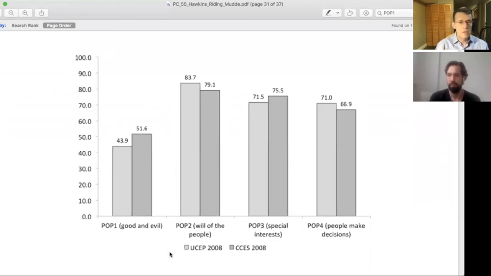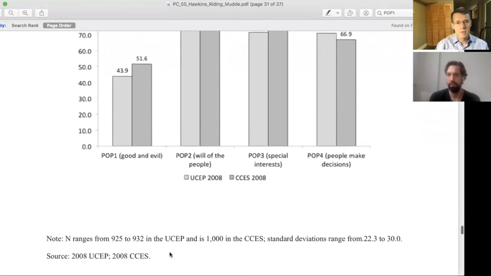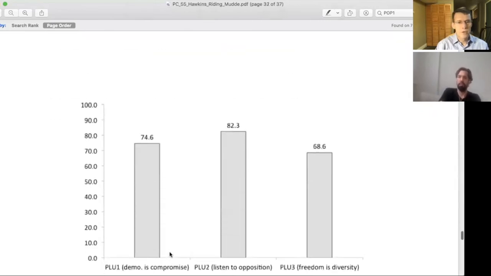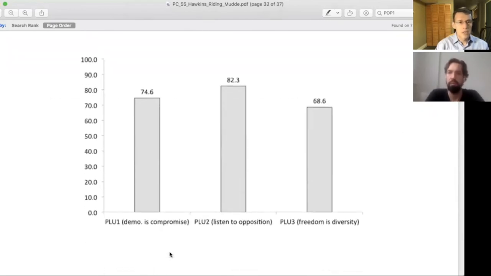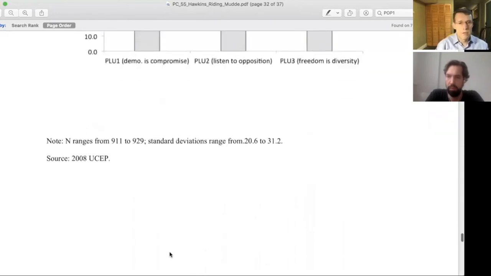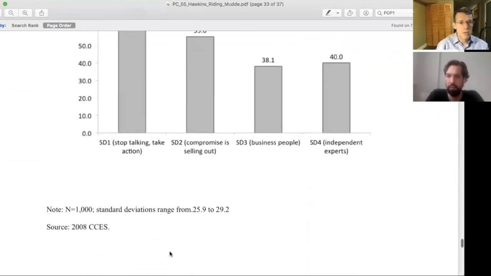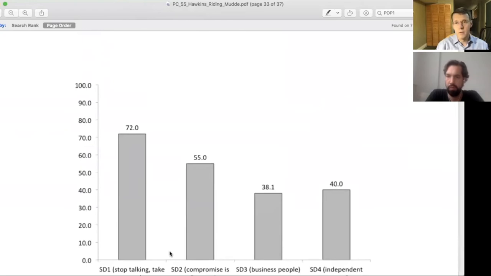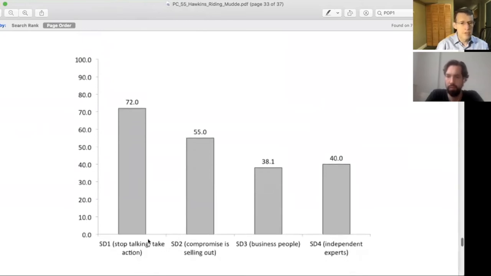Now, these graphs showing just average values aren't going to show the going togetherness. Because again, you could say, well, pluralism, look at that, it also has a lot of agreement. These were just done in the Utah poll. So maybe everybody agrees with all of these in the same way. And then there was stealth democracy. Stealth democracy, by the way, got a lot lower agreement. One of the items, stop talking, take action, did, but the others are quite a bit lower.